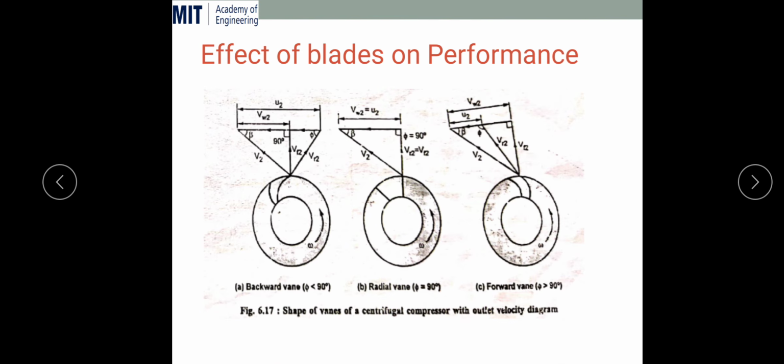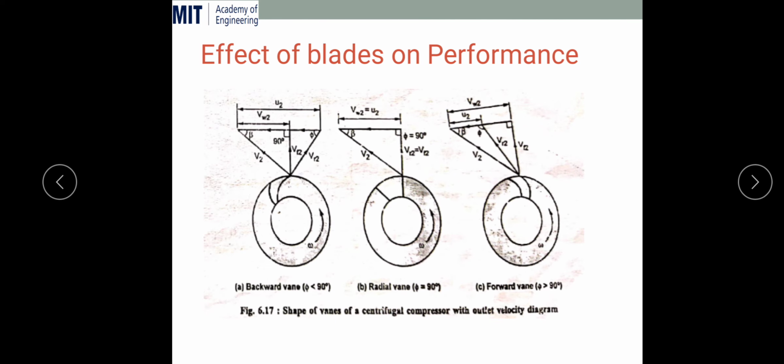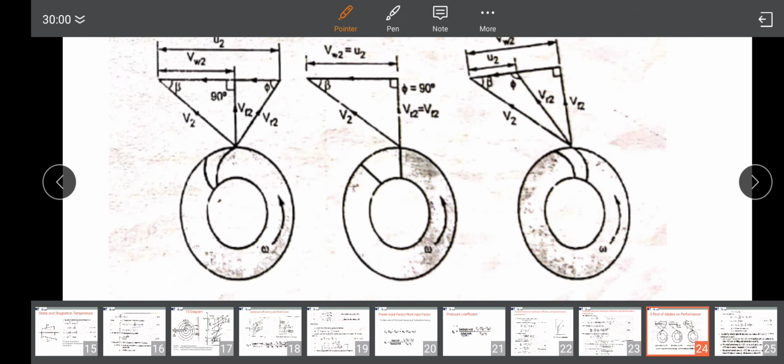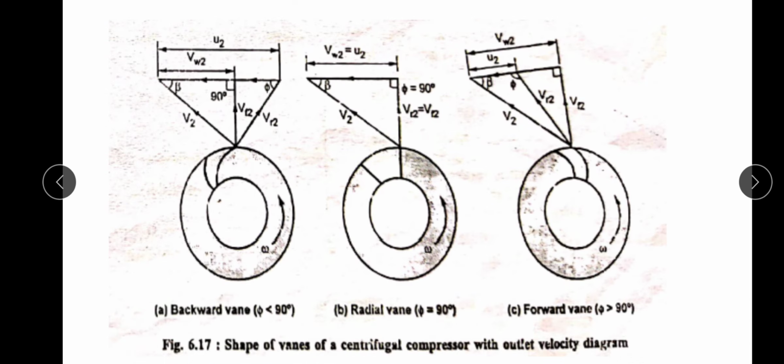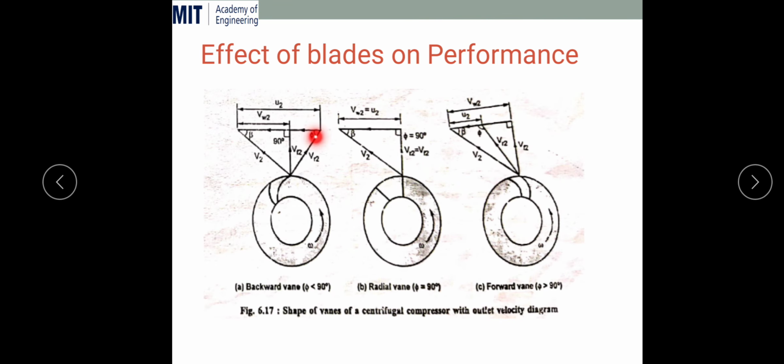Now from this diagram, if you take the tan phi over here for the backward curved vane, tan phi is equal to what? If you take the tan phi, what is it in this case?